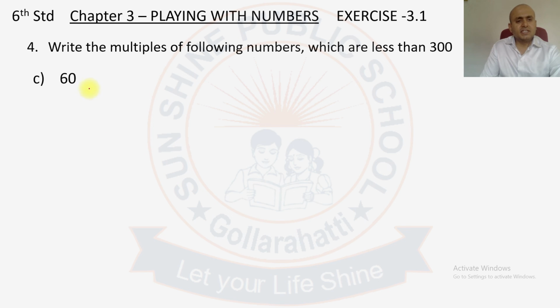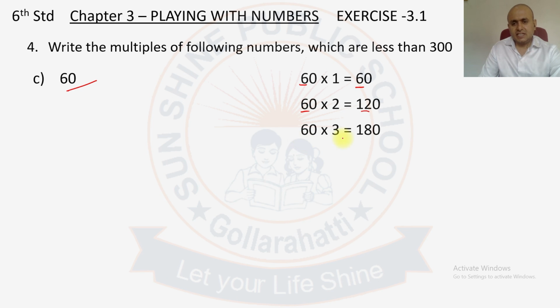Next question, 60. We should write the multiples of 60 that are less than 300. 60 ones are 60, 6 twos are 12. Here also the 60 table is very easy. 6 ones are 6, 6 twos are 12, we should add a zero. Next, 6 threes are 18, 6 fours are 24, 6 fives are 30. So we got 300.